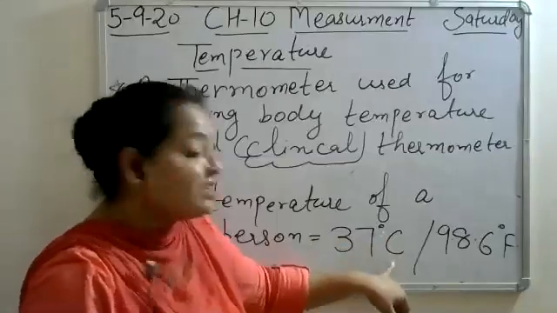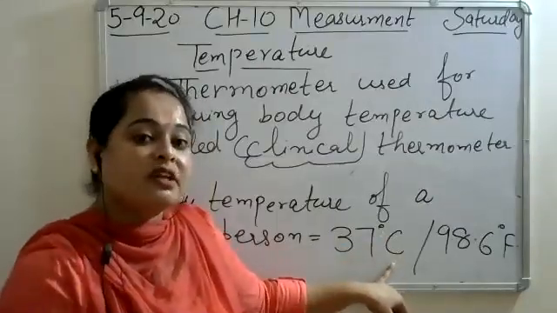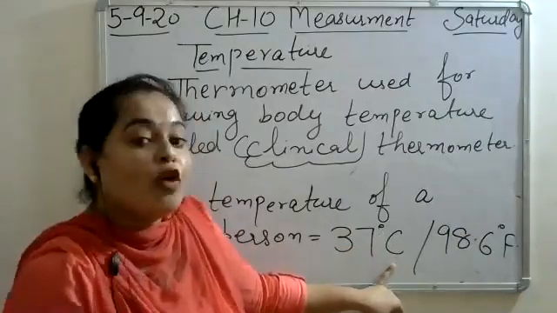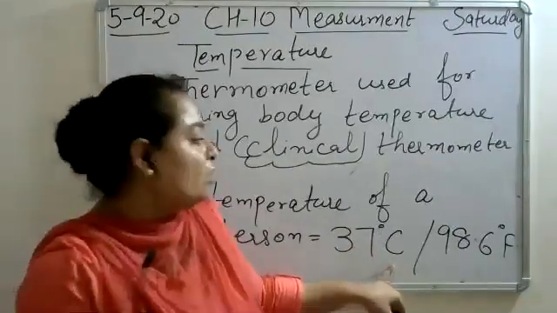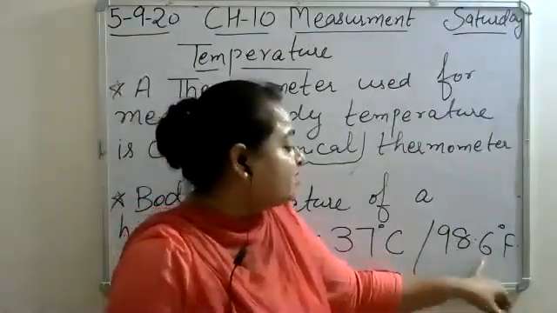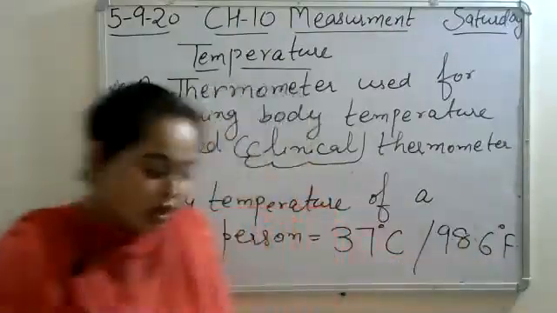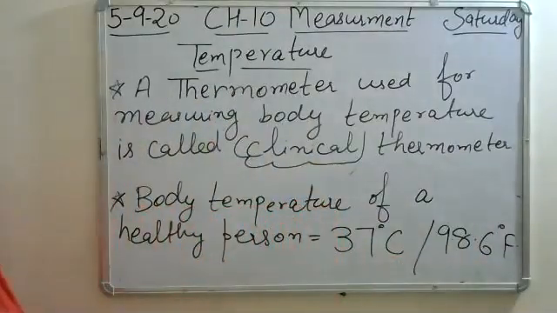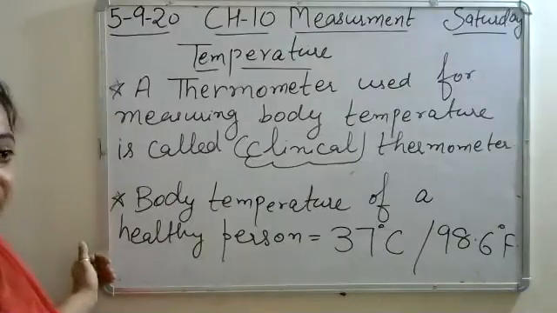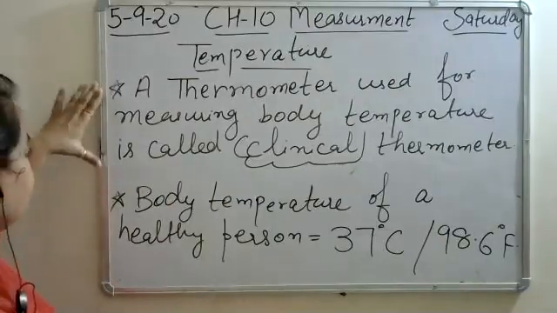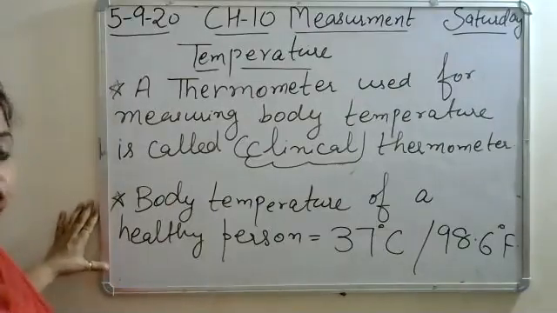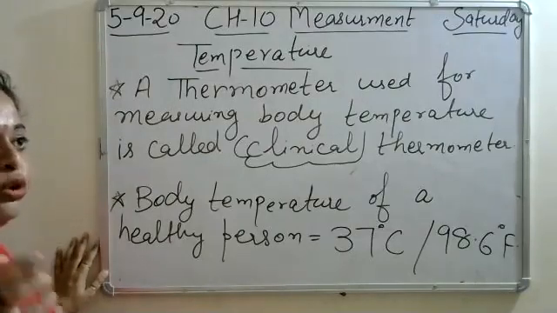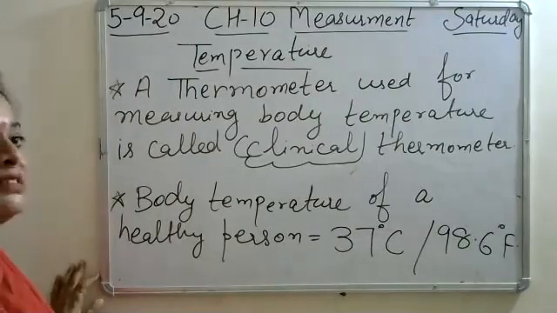So this is the body temperature of a healthy person. 37 degrees Celsius if you want to give the result in Celsius. And if you want to give the result in Fahrenheit, then you will write 98.6 degree Fahrenheit. Note down. I am repeating once again, on the basis of this explanation, you will observe MCQs, true, false, fill in the blanks in examination.